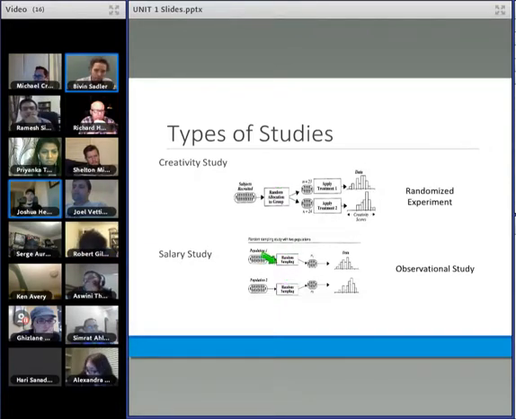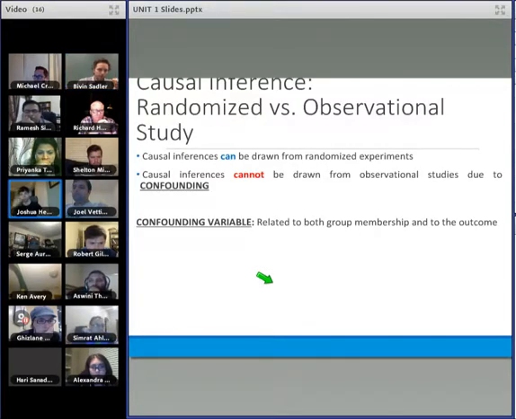Notice these guys cannot be randomized to a particular group. Wherever they come in, if they're male, they go to the male group, if they're female, they go to the female group. So causal inference is what we just discussed. You saw this in the readings: causal inference can be drawn from randomized experiments. Causal inference cannot be drawn from observational studies.